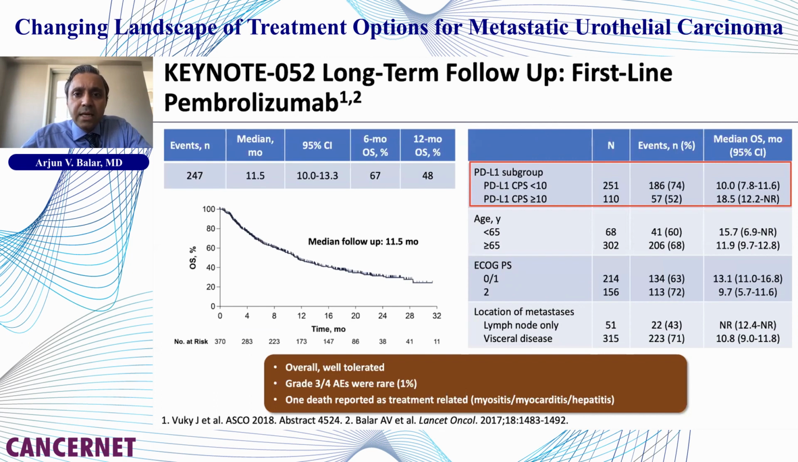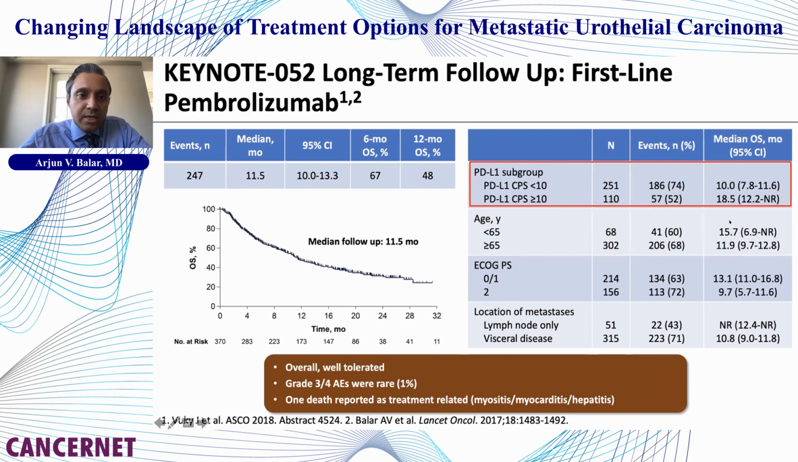I referenced before, and I'll mention one of the strengths about this particular study is that it was much larger, 370 patients. And when you have a study that is that large, you have the opportunity to look at clinically relevant subgroups. In particular, PD-L1 expression was analyzed, and what we see is that PD-L1 expression as measured as the CPS score, which stands for combined positive score, when it's 10% or greater, you see a median survival of 18.5 months.